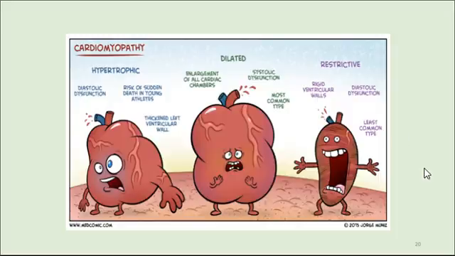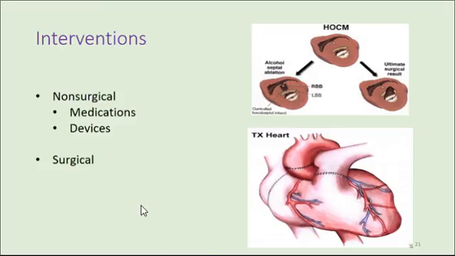On restrictive, the least common one, they have signs of heart failure and fatigue, dyspnea, orthopnea, chest pain, edema, a gallop. To evaluate and test for these, you're going to do an echocardiogram, chest x-ray, and cardiac catheterization. Sometimes they'll do a heart muscle biopsy. How is it treated? Non-surgically, they can do medications and certain devices, and then the surgical is actually looking at a transplant.